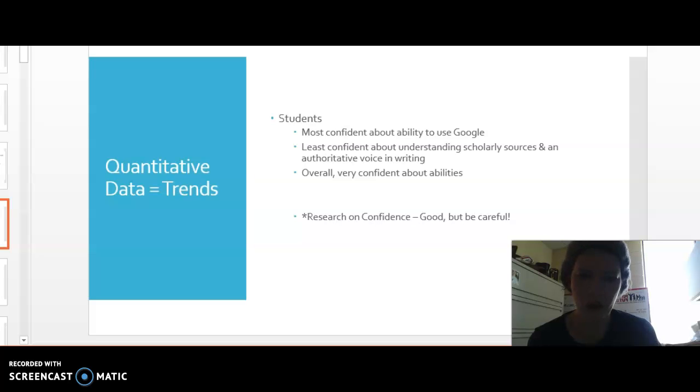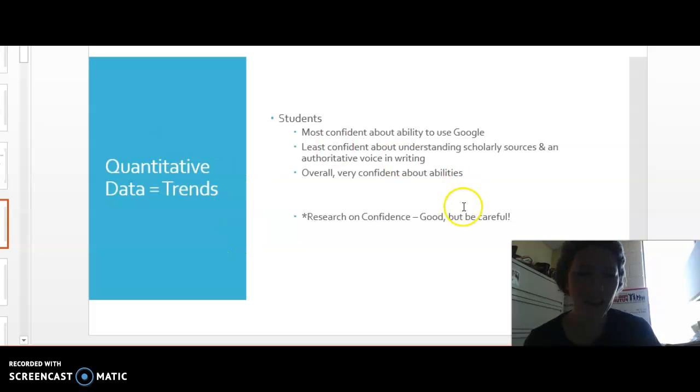As I mentioned before, we should always be a little bit cautious about any information that we see. It's really important to be able to ask questions. So what is this actually telling us? Like I said before, it tells us how confident people feel. It doesn't necessarily tell us their actual abilities.